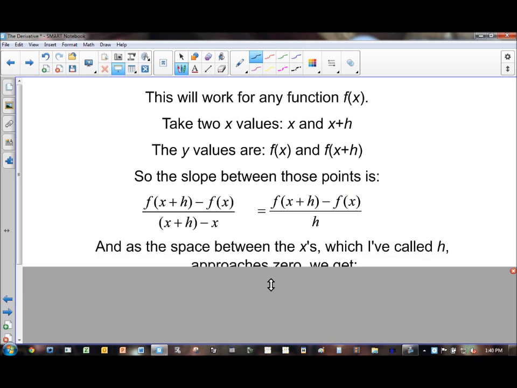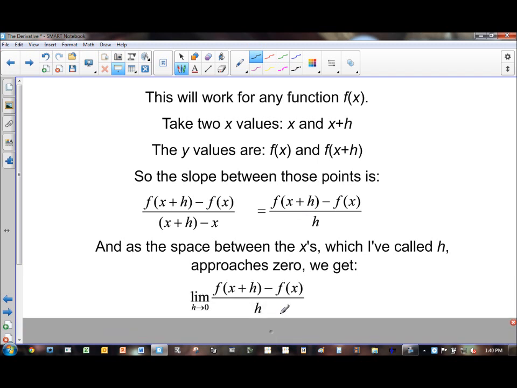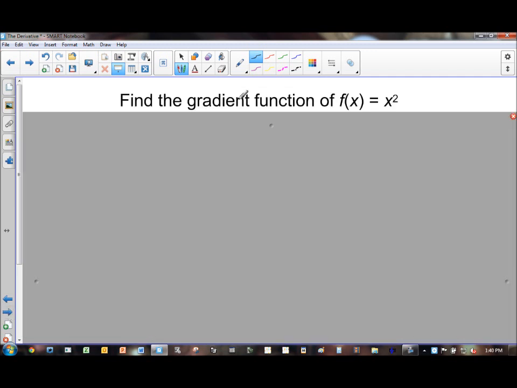All right? And remember, I want to see what happens as h gets smaller and smaller and smaller until it approaches 0. And that is a limit. So we are taking the limit as h approaches 0 of this function here. Okay, this is something you will need to write down on a note card. We are going to use this over and over again. This is called the gradient function of f of x. This is what's going to tell us the slope of any tangent line that touches the f of x curve, for any given value of x that you want. All right? So note that. That is very important. All right, so here's a couple of examples.